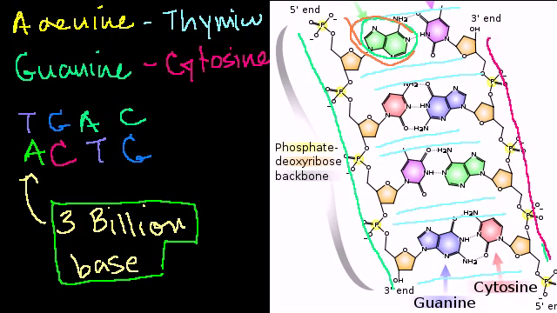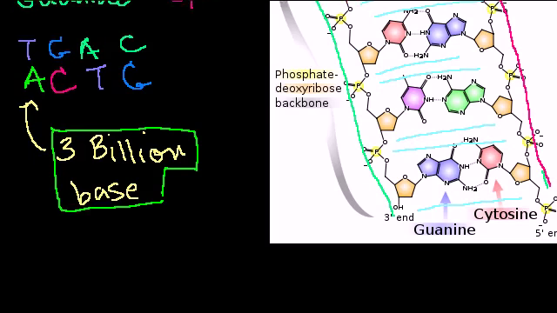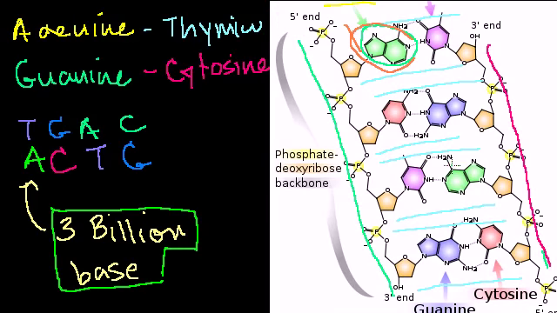So how does that actually code information? When DNA actually transcribes something, the process is called transcription. Let me write it. Transcription. And I'm going to do a pretty gross simplification of it, but I think it'll give you the gist of how it codes for proteins.